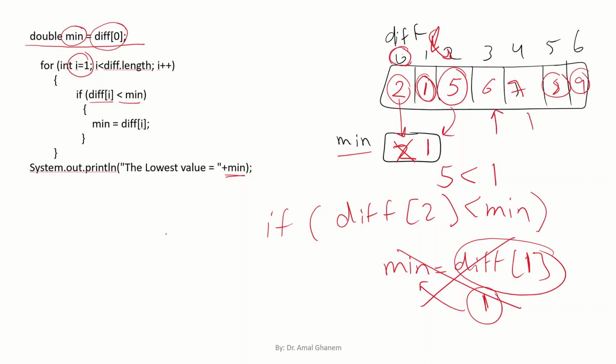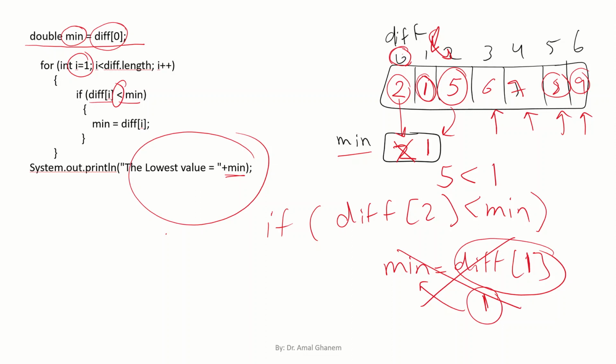So we will compare 6, 7, 8, 9. None of them is smaller. So we will end up that minimum is having the value 1. And by that, we will say the lowest value is the minimum. Of course, we said if we need maximum, the only thing we have to change is the operator. And instead of smaller than, we will have to say greater than.